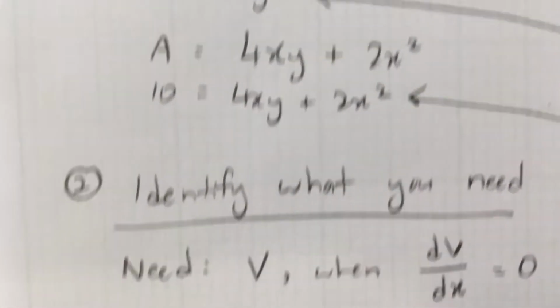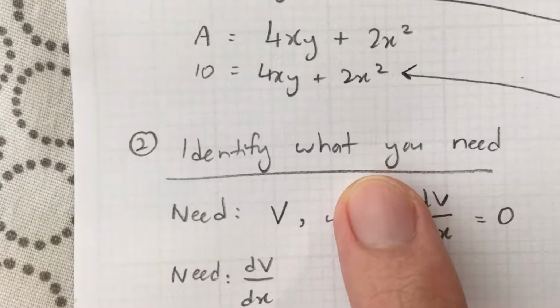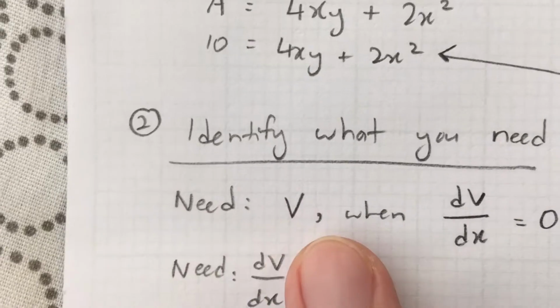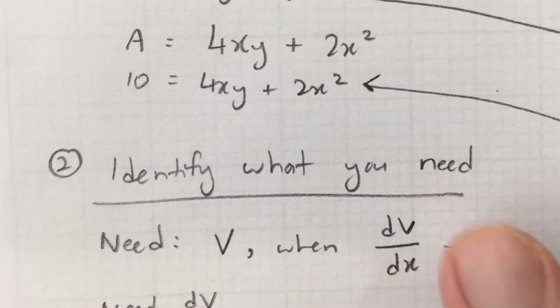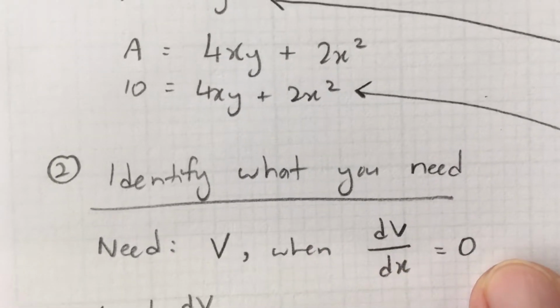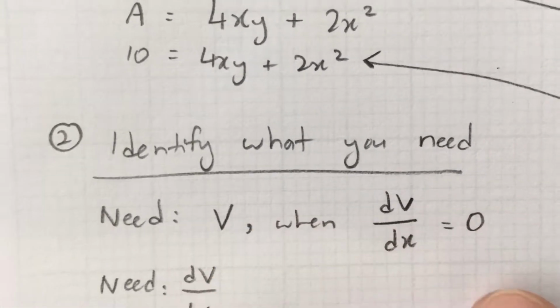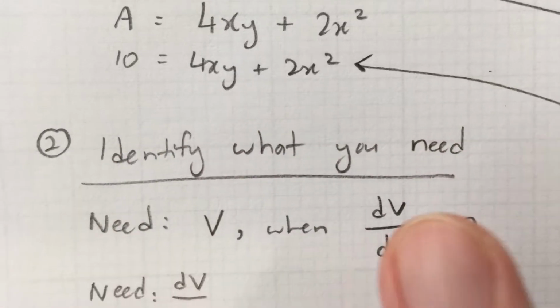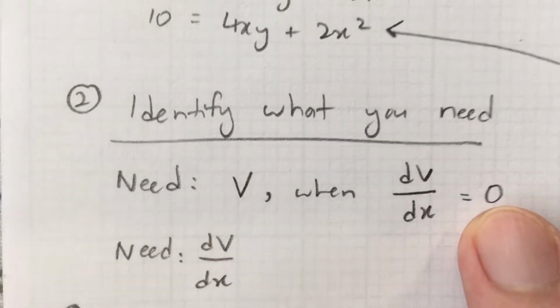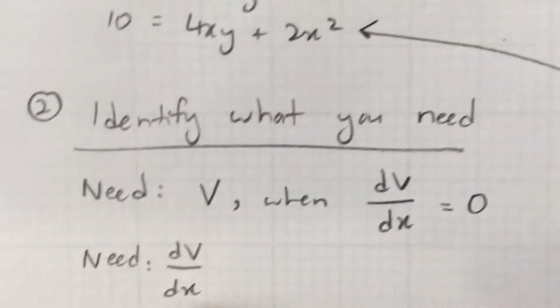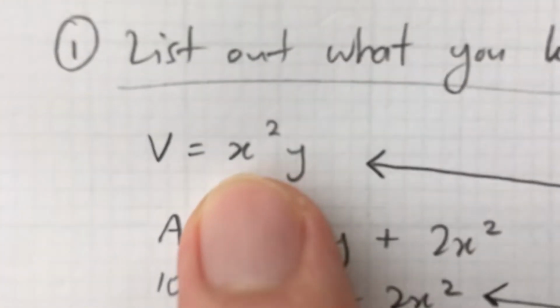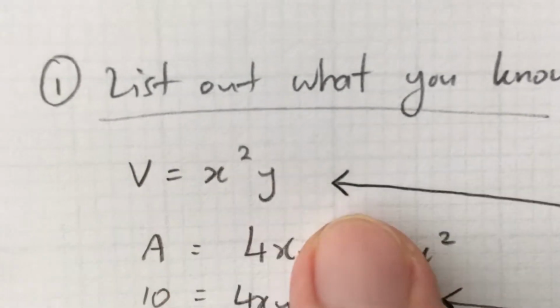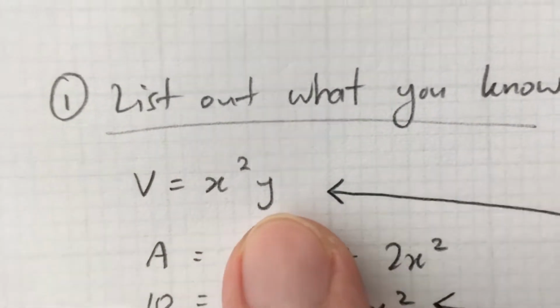Next, you have to identify what you need. The question wants you to find the maximum volume, so I need V when dV/dx equals 0, because remember, at the maximum point, dV/dx equals 0. So to do this, first I need to find dV/dx. How do I find dV/dx? Well, I just have to differentiate this. But as you can see, there's a problem here: there are two variables. So how do we solve this problem?